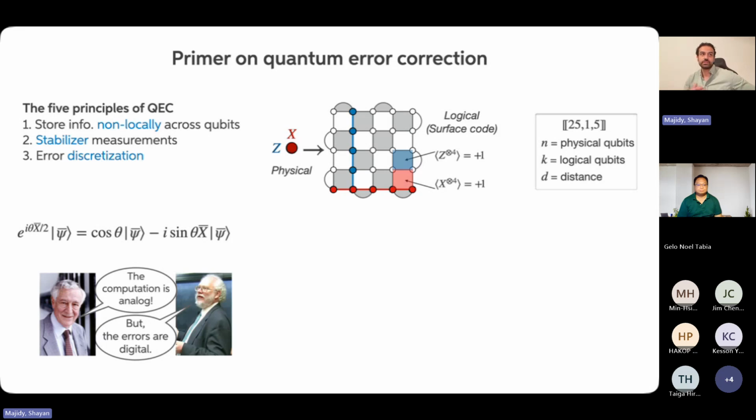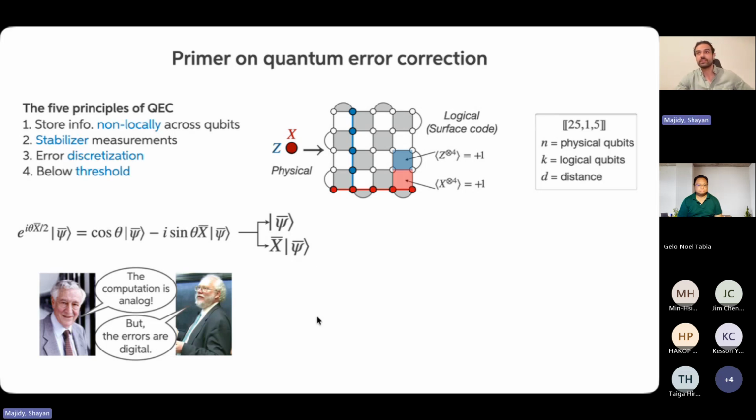Peter Shor's response to this, so this is Rolf Landauer who wrote an article making this complaint, Peter Shor's response was, yes, the computation is analog, but the errors are digital. And what this means is that when we actually go and do these stabilizer measurements, these partial measurements to extract whether or not an error has occurred, that active measurement actually collapses this superposition into either a state that's our initial wave function or our wave function with one of a discrete set of possible errors acting on it. Now that the error is discretized, we can then go and identify it and correct it.